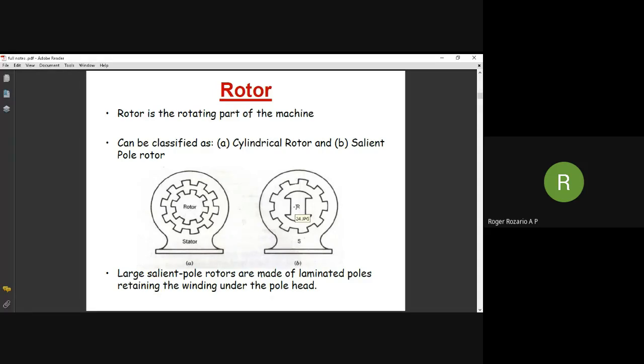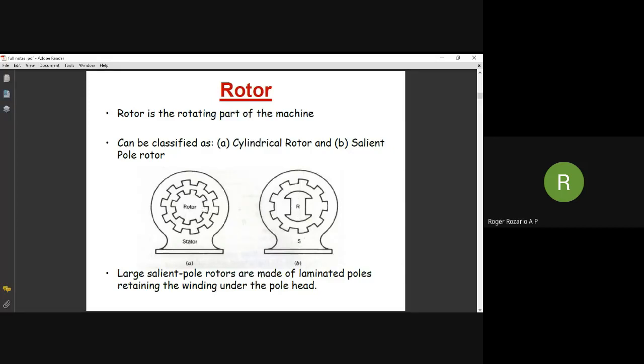Projected poles are used. Look at the construction of the stator. It has slots cut out at the edges and three-phase distributed windings, distributed in space by 120 degrees. That is the construction of the stator. But look at the rotor. You have projected poles here.